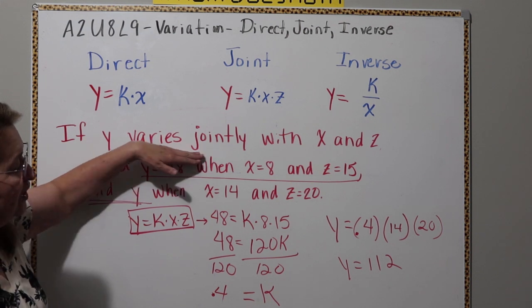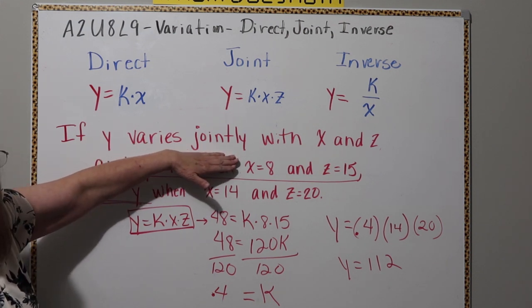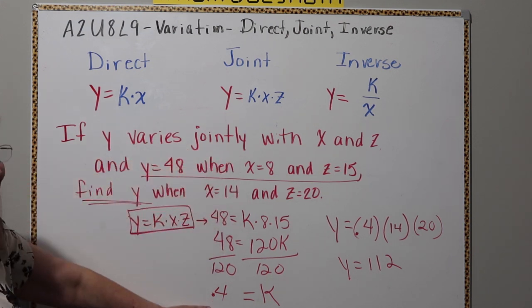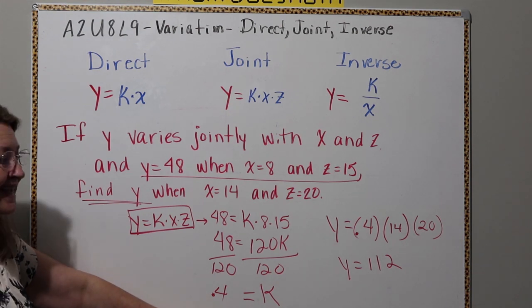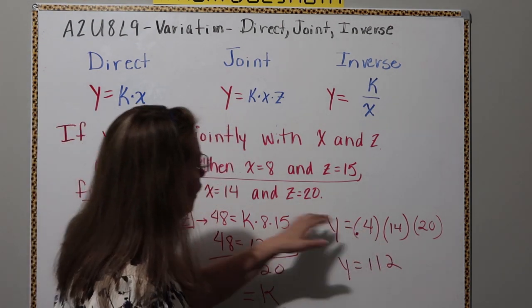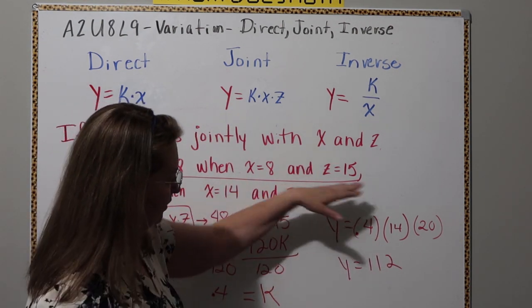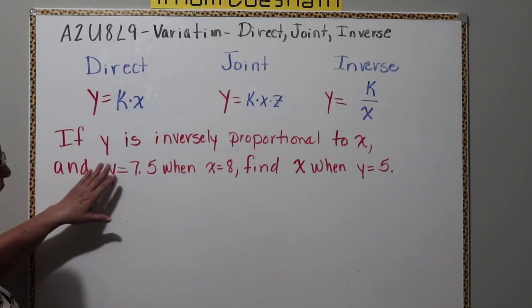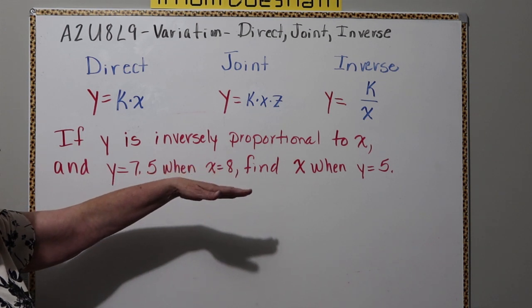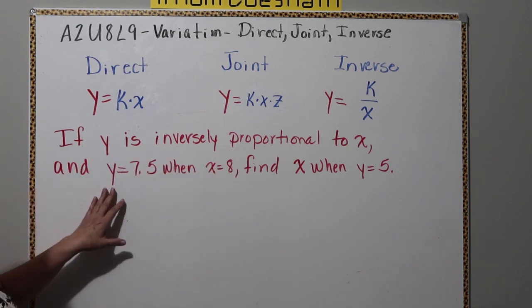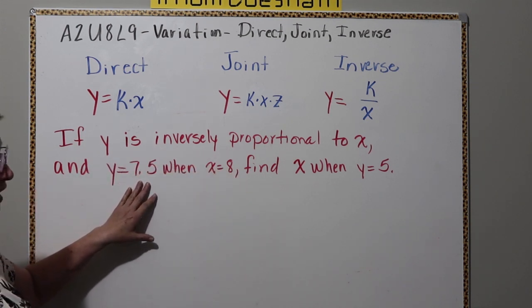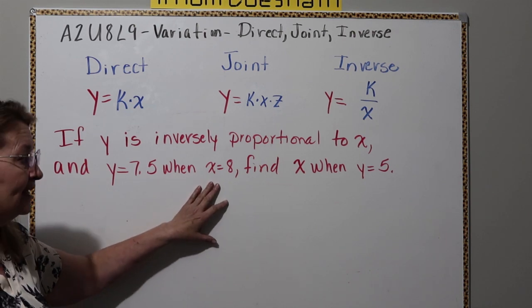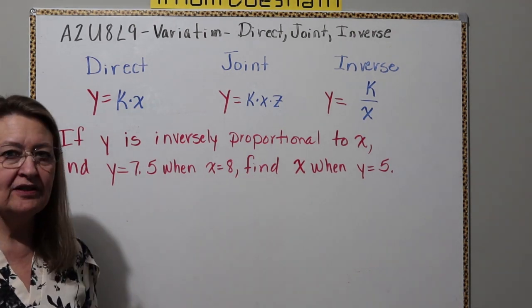So whichever model it tells you to use, you're going to fill in to find k, then take k and fill in with your new information. Okay, in this problem, if y is inversely proportional to x and y equals 7.5 when x is equal to 8, find x when y is equal to 5.